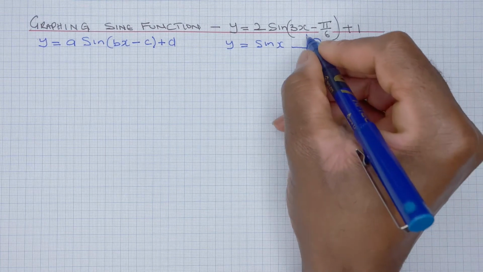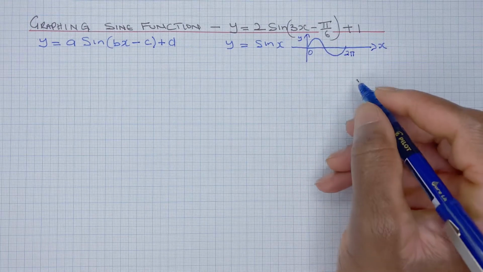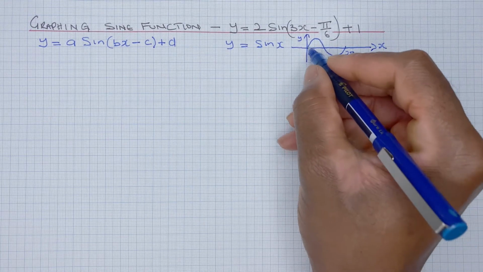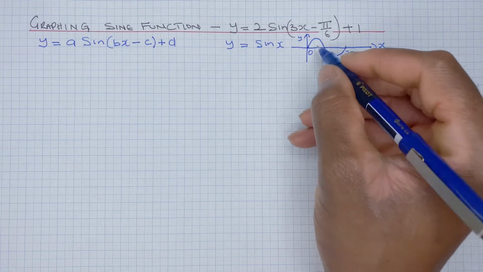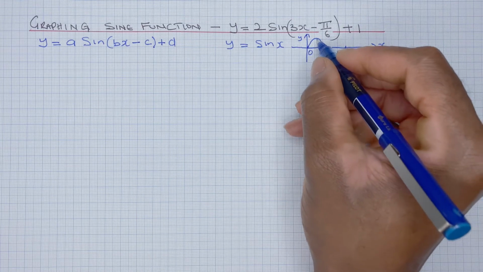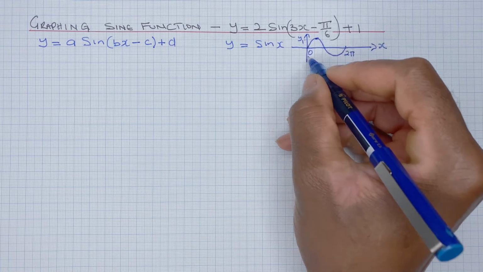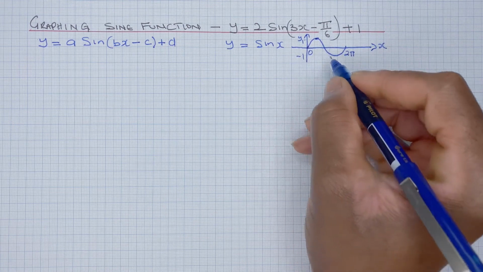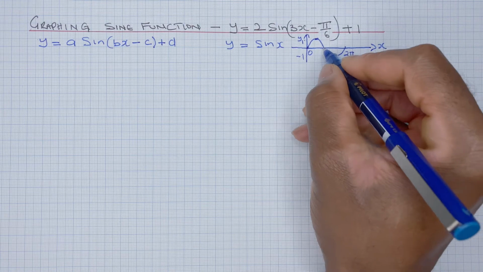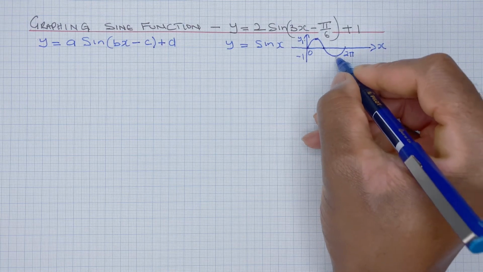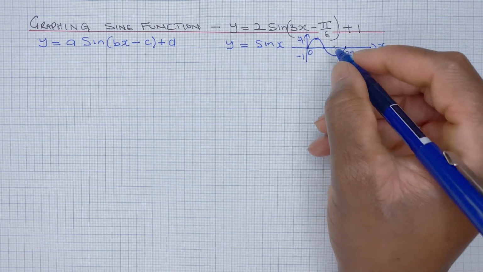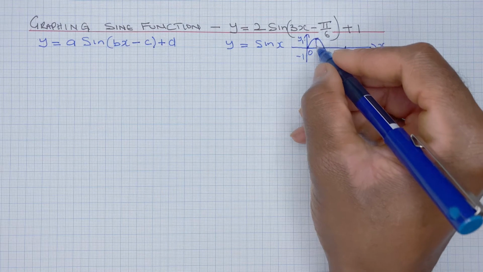That's the x-axis and that's the y-axis. This function starts from 0 and goes to 2π. It has 3 critical points: 0, maximum, which is +1, and minimum, which is -1. And then it goes back to 0, then -1, and then 0 again. So it's divided into 4 parts.